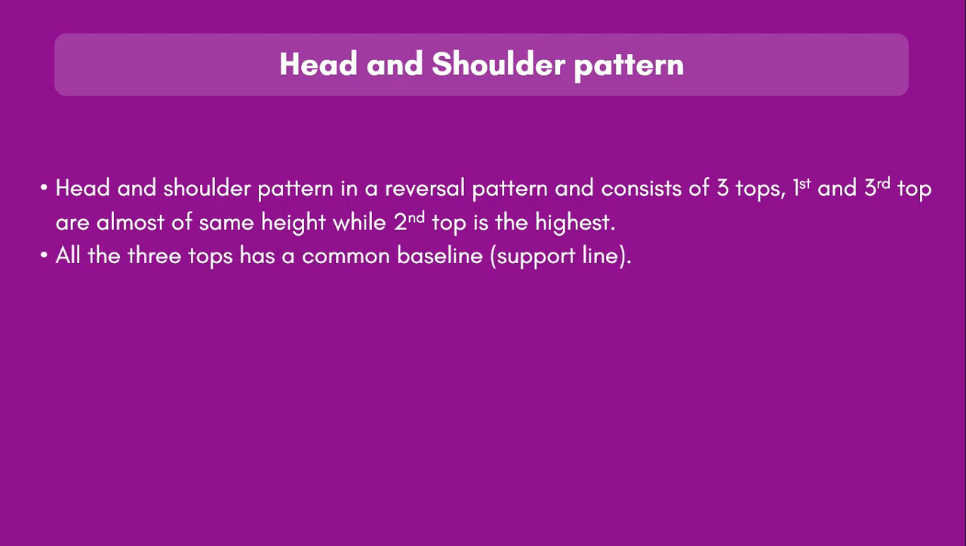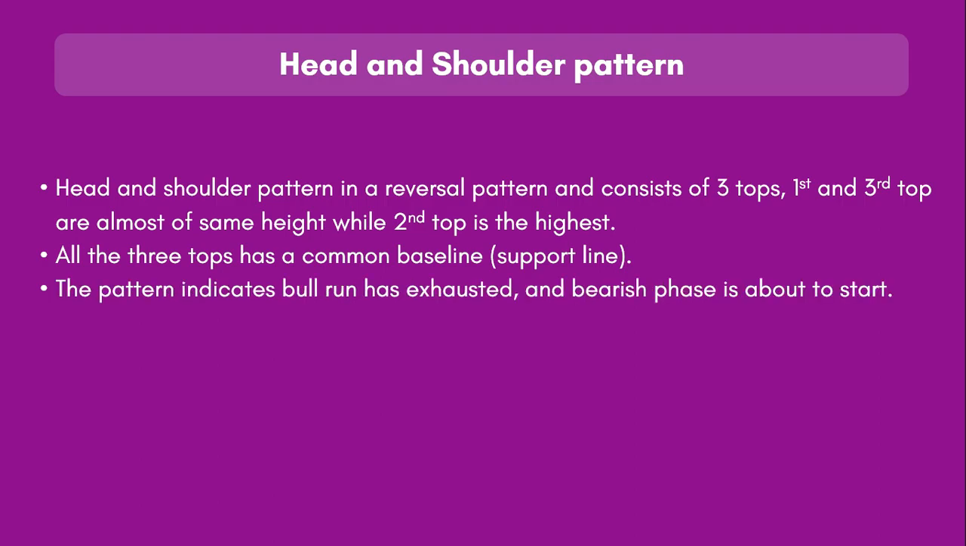Now head and shoulders is a bearish pattern. It forms after an extended uptrend. It marks the end of an uptrend or bull run and marks the entry of bears, or the start of a downtrend. The baseline is also called the neckline. Just like we humans have a neck, the support line here is called the neckline.